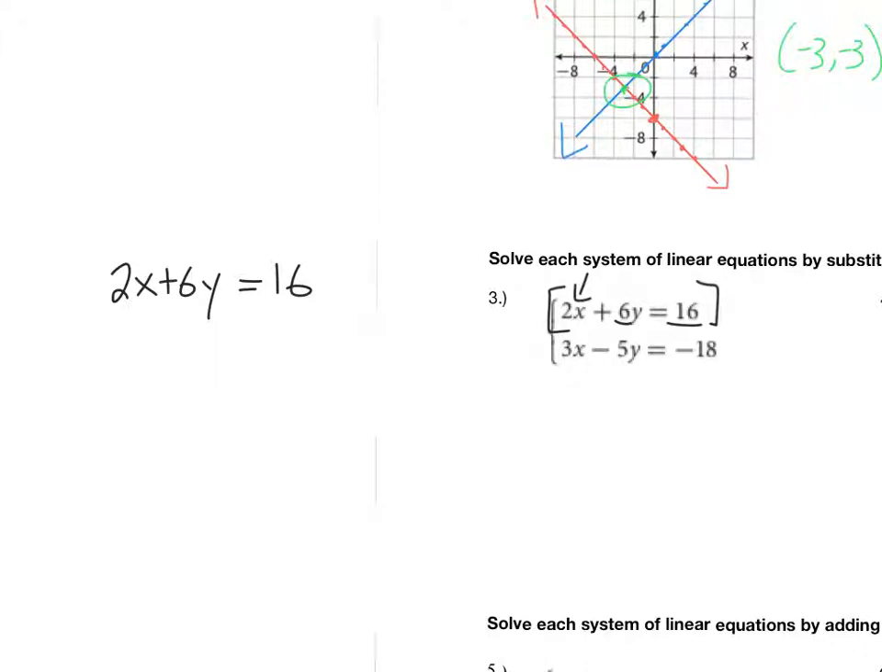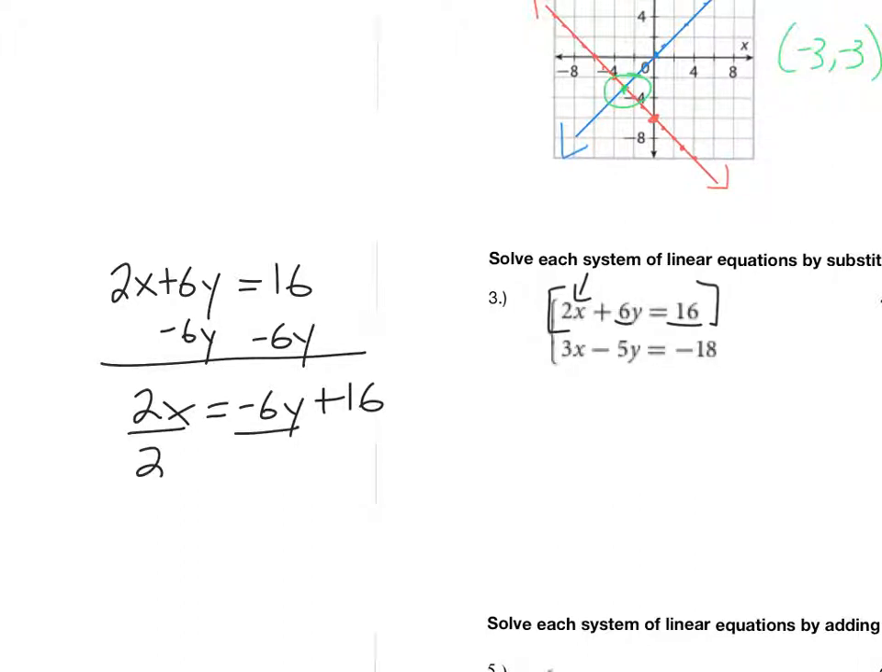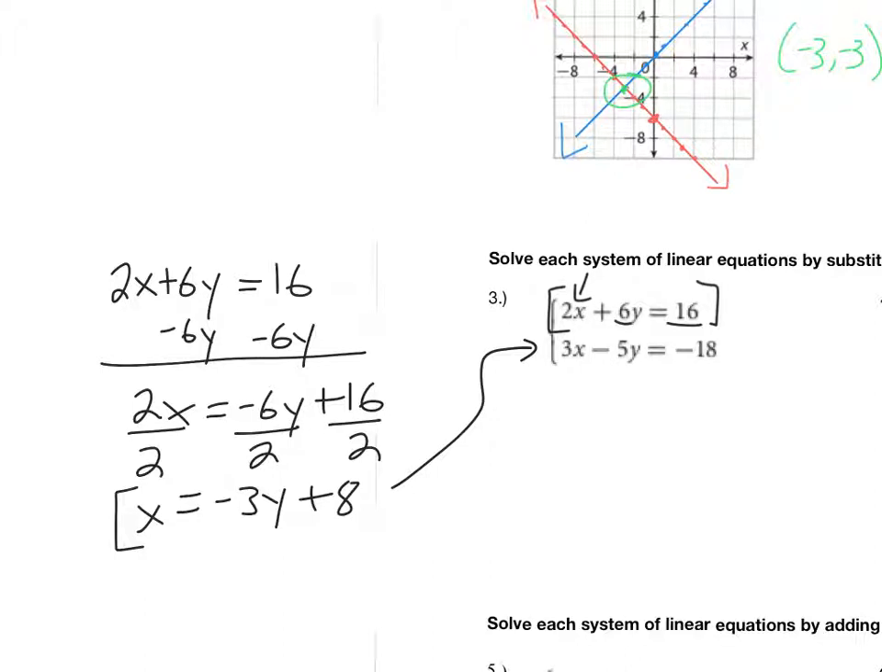So if we're solving for x, I'm first going to want to move the y. So I'd subtract 6y on both sides, which would give me 2x equals -6y plus 16. And again, I'm going to want to divide everything by 2 to get the x by itself. That would give me x is equal to -3y plus 8. And then I would have solved for x. Now I would just plug this into my second equation, and that would be the substitution method.